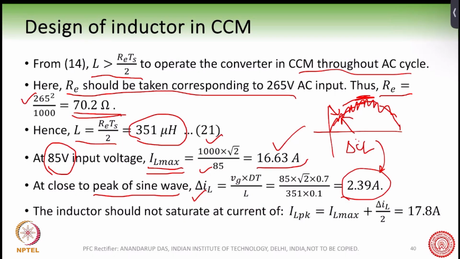Delta IL is 2.39, whereas the average value is 16.60. The average value is here. This value is 16.63, over which there is a ripple of 2.39 divided by 2. The inductor should not saturate at this value of current. So IL peak will be 17.8. Okay, 16.63 plus delta IL by 2, which is 17.8 amperes.